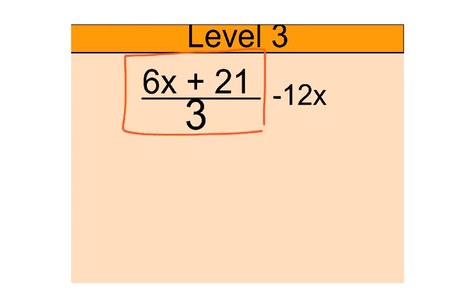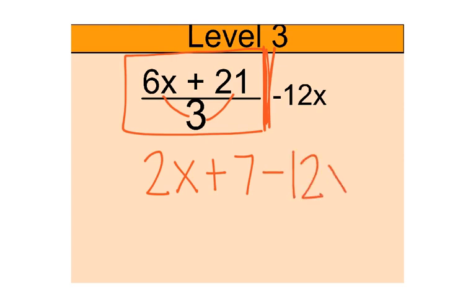Okay, so what we're going to do is we're going to divide the 3 into each of those. Well, 3 into 6x is 2x. 3 into 21 is 7, and then I don't divide the 3 into the 12x because it's not in the fraction. The fraction line ended here, so I'm just going to write minus 12x.